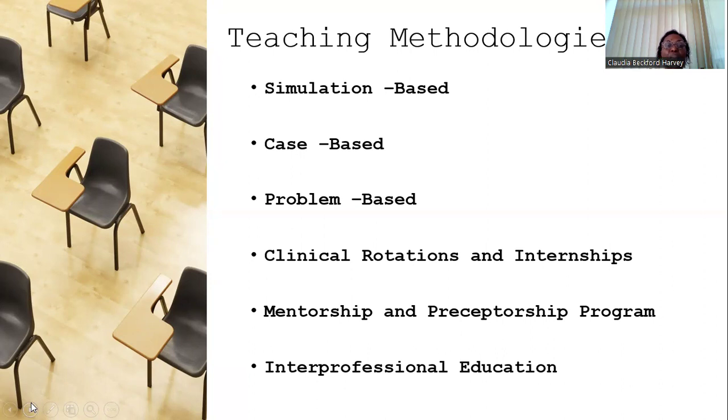We will now look at the problem-based methodology. This focuses on student-centered inquiry and solving real-world problems. Students work in small groups to address clinical scenarios, encouraging collaboration and self-directed learning. Now, the benefit of this is that it promotes teamwork. It enhances critical thinking and fosters a deeper understanding of the subject matter.